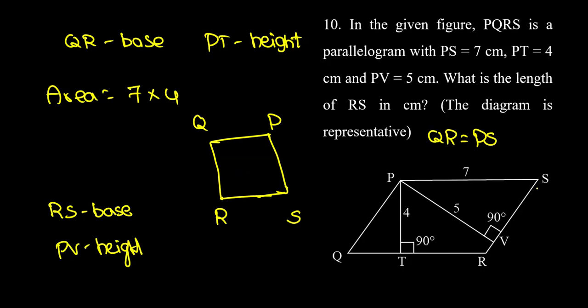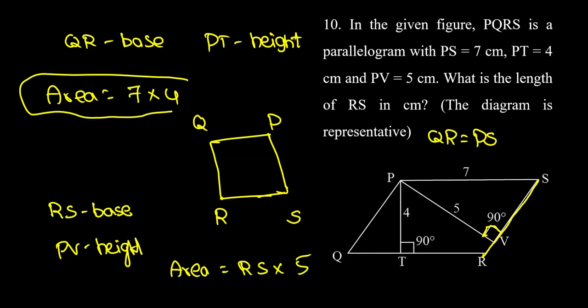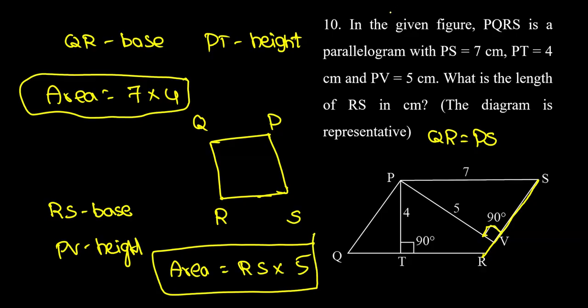If this is the base, a perpendicular line drawn to that will be the height. So what is the area? Now the base is RS that you need to calculate, and the height is 5. As both are equal, as your friend mentioned, 28 divided by 5, or 5.6, is the answer. RS will be... both must be equal.